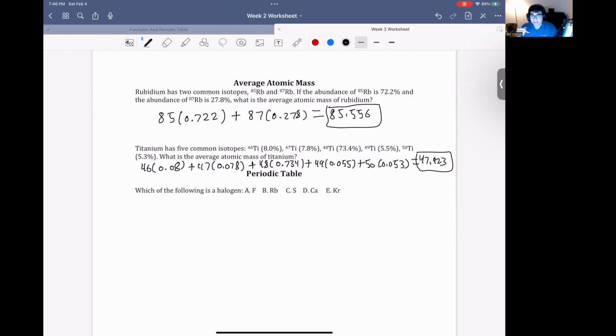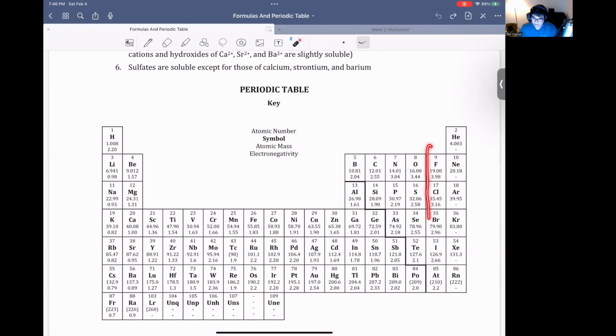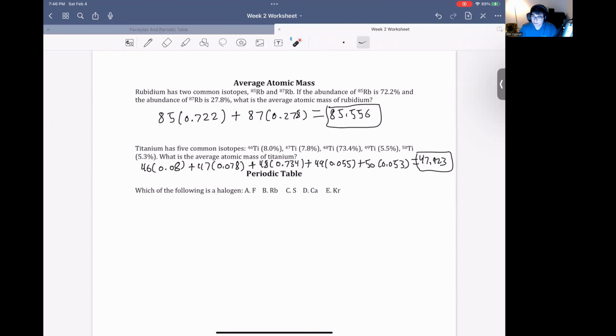All right, last one. It says, which one is a halogen? The halogens are just in the second to last column here: fluorine, bromine, chlorine, and iodine specifically. So fluorine, that's your answer.